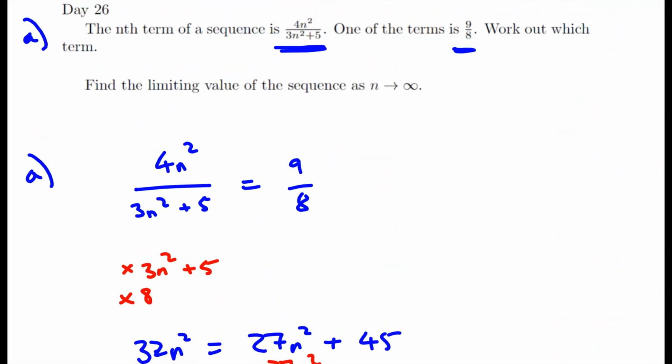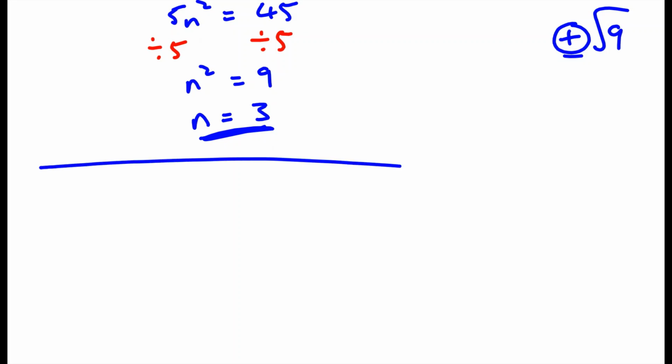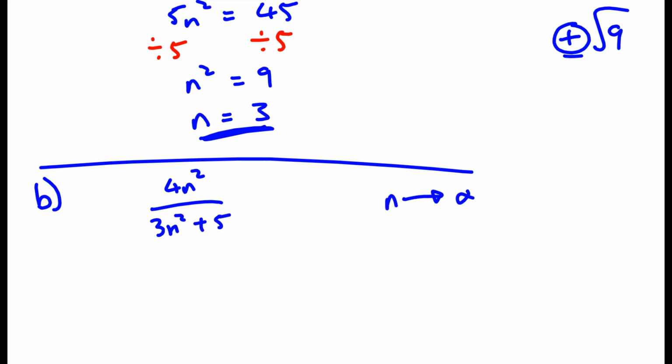Now, we also have a part B. Find the limiting value of the sequence as n tends to infinity. So if I just write my sequence out again. Now, the limiting factor as n tends to infinity is what does the sequence end up looking like?